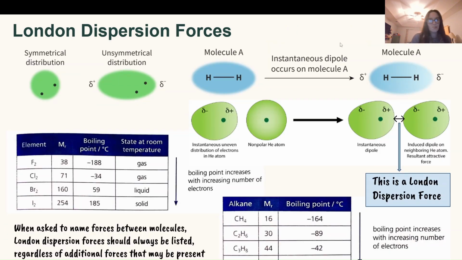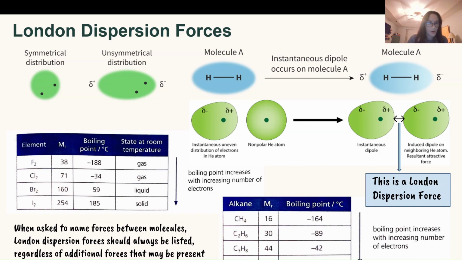Okay, here's another picture of London dispersion forces. You see, normally it has symmetrical distribution if it's nonpolar. However, at a certain moment in time, maybe that distribution is unsymmetrical. And so when that happens, an instantaneous dipole occurs on that nonpolar molecule. It gets near something else that's nonpolar, causes a dipole in that other molecule, and they have a London dispersion force, a very instantaneous attraction between them because of the movement of the electrons to one side of the atom. Again, both of these are nonpolar. This only happens instantaneously. It is not permanent.